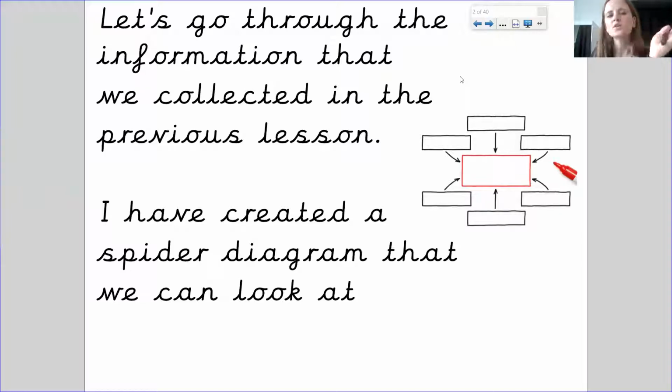So we're going to go through some of the information that we collected in the previous lesson, and I'm going to show you the spider diagram that I created with the information that we can then look at. Now, the information is quite a lot because I typed as I did it, but we are then going to take ideas out of it that we think maybe will be important, and we will use this in our box up.